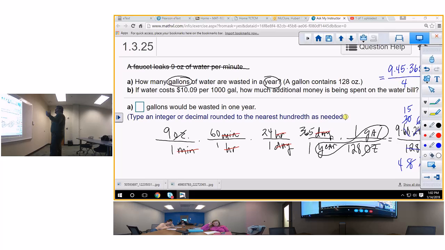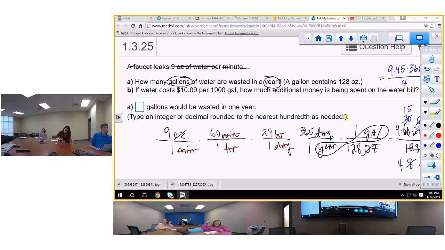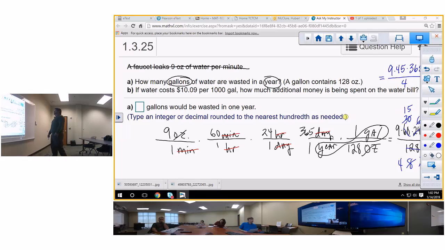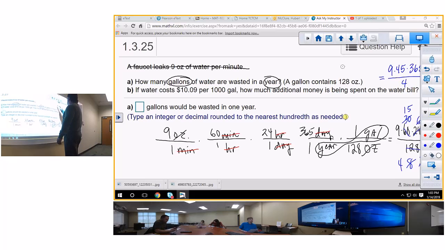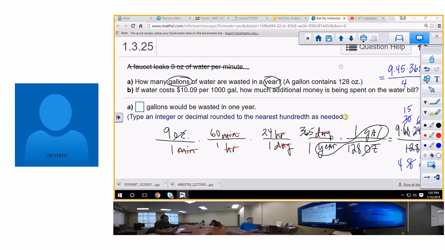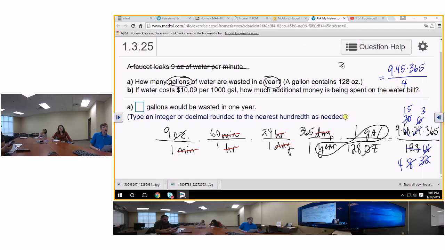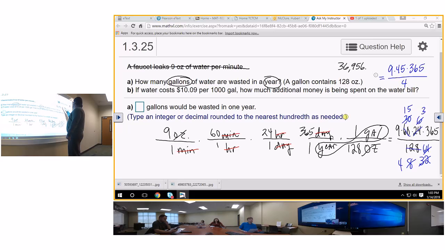Somebody check me. What does it come out to be? I may be totally wrong. Multiply it out and see what you get. I'm just going off at the mouth. 9 times 45 times 365. Divide that by 4. What do you get? 36,000, 956. Yeah, that was off a 0. 36,956.25. That's gallons per year.